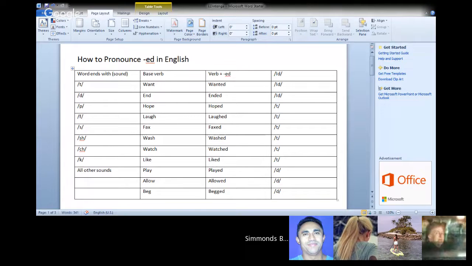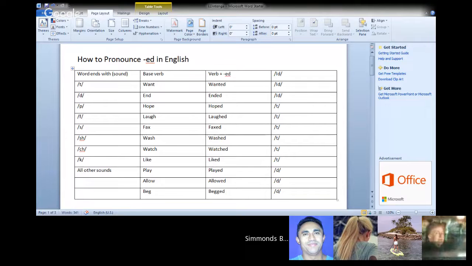Other sounds you mentioned on the chart: end with D, and with P. You wrote the words ending with T, D, P, F, S, SH. Other sounds, words that end with D.